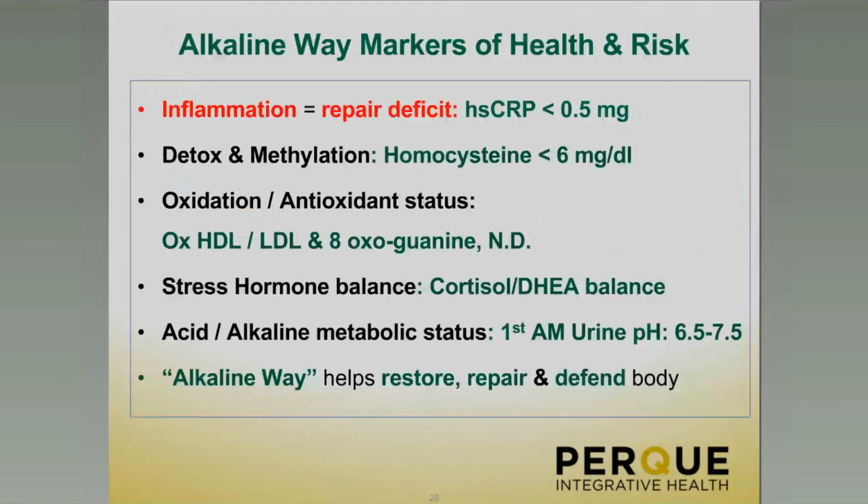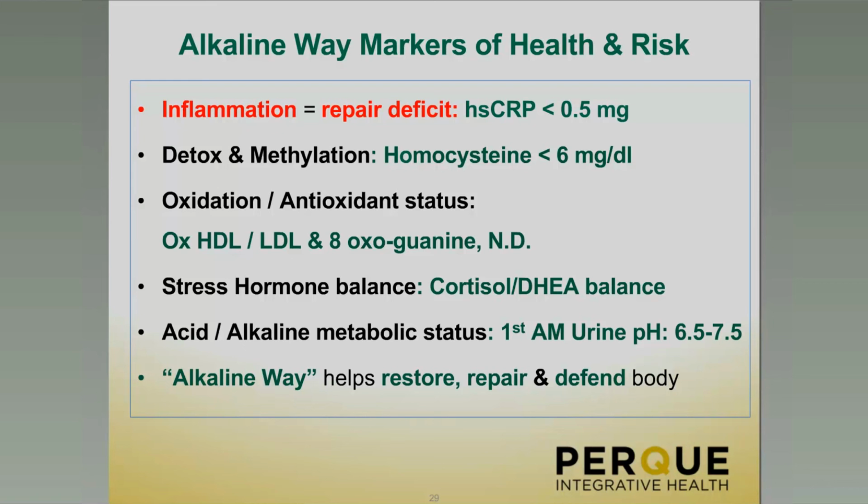The alkaline way markers of health and risk are the following. They have to do with the degree of inflammation, which is repair deficit, and we want to measure hsCRP, and it should be less than 0.5. Detoxification and methylation, say homocysteine, should be less than 6 micromoles per liter. Oxidation and antioxidant status can be assessed by measuring oxidized HDL and LDL and 8-oxoguanine, and they should be not detectable. Stress hormone balance is addressable by looking at the relationship between free cortisol and free DHEA at 4 different time points, either in the plasma or in the saliva. And then finally, the 5th component, the acid-alkaline metabolic status, measurable by first morning urine pH, 6.5 to 7.5, and the alkaline way helps restore, repair, and defend the body.